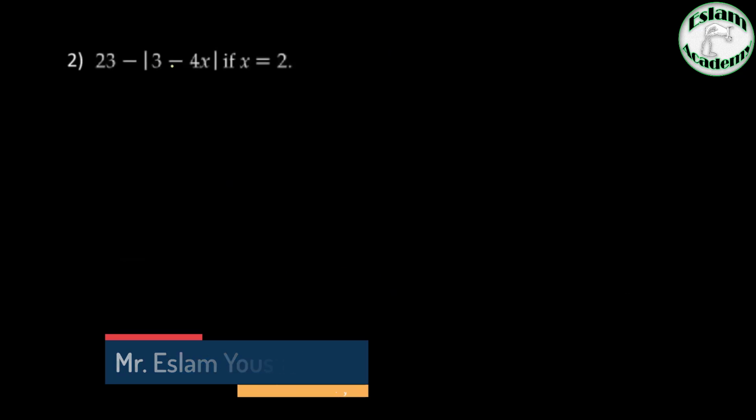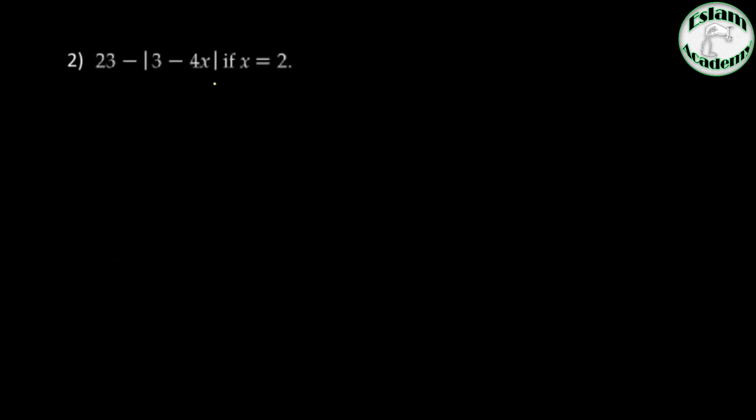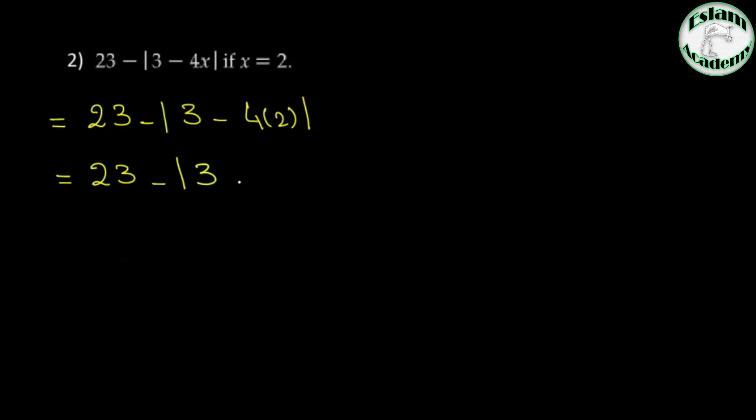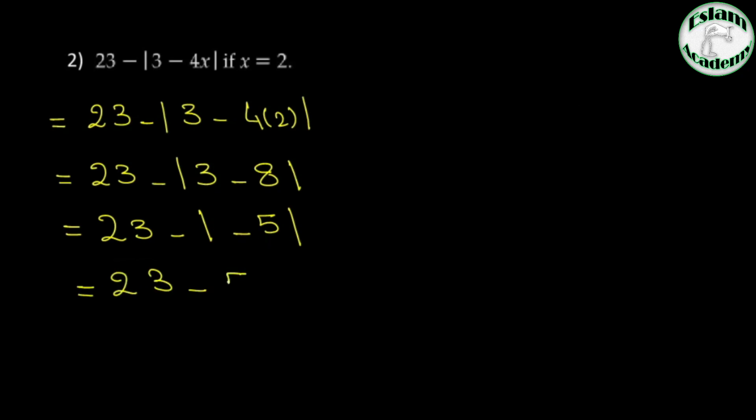23 minus the absolute value of 3 minus 4x, if x equals 2. If you replace x with 2, now we need to solve 23 minus the absolute value of 3 minus 4 times 2. Now we have an operation inside the absolute value. We need to solve it first. Inside we have subtraction and multiplication, so we solve the multiplication first. 4 times 2 equals 8. So it will be 23 minus the absolute value of 3 minus 8, which is negative 5. 23 minus the absolute value of negative 5, which equals 5. So the answer will be equal to 18.